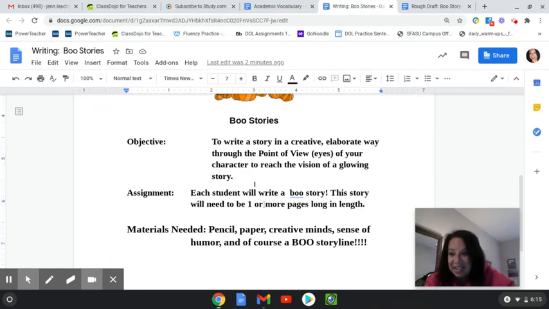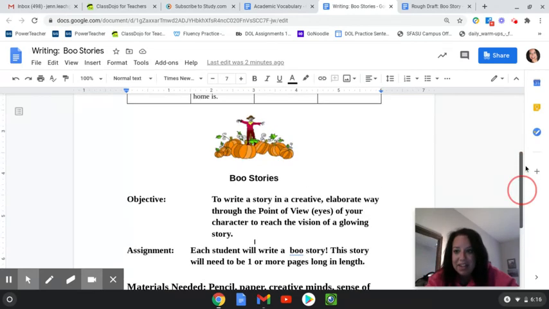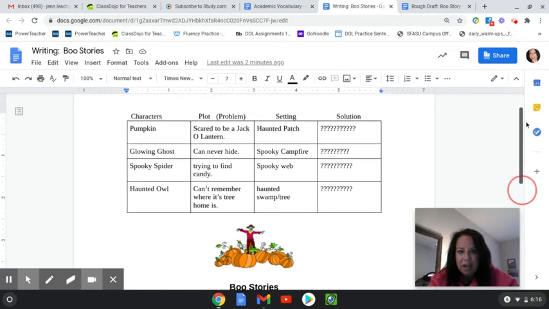Okay, so let's take a look at your options that Mr. Herring and I have come up with that you can choose from. You can choose any of the following 4 characters with their plot, setting, and solution. Let's look at the first one. We have a pumpkin. This pumpkin's plot, also problem, is that he or she is scared to be a jack-o'-lantern. The setting is in a haunted patch. Well, in the solution, we can't make it too easy for you, so we're going to have you pick the solution. You could also choose to be a glowing ghost.